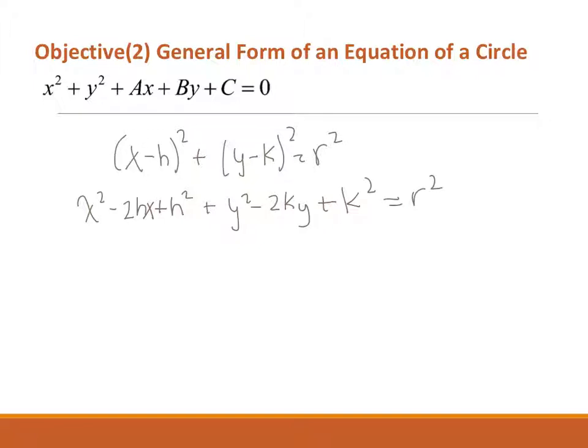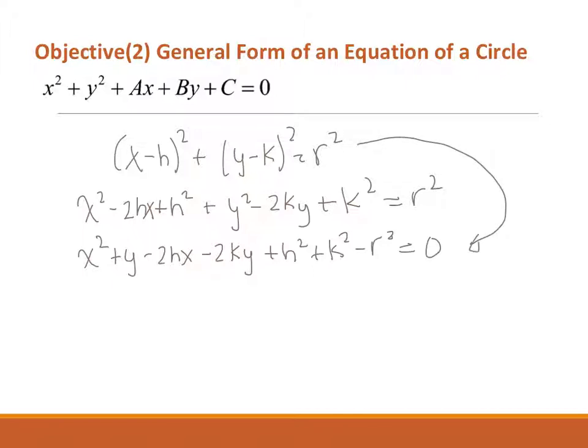And now we move all the terms over, so we get x squared, and we usually put this as y squared. We then put the terms minus 2hx minus 2ky plus h squared, which are now numbers, plus k squared minus r squared is equal to 0. So there is our general form once we expanded out the standard form of the equation.